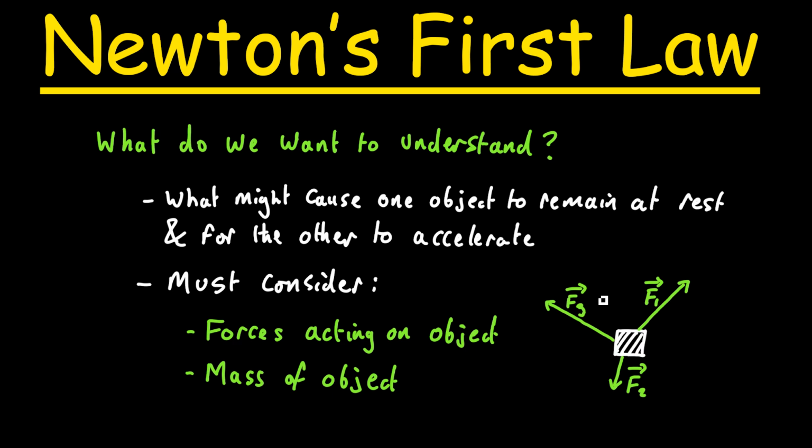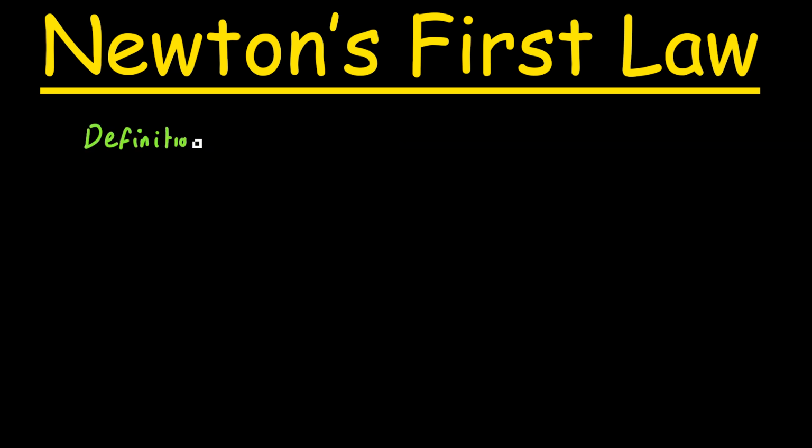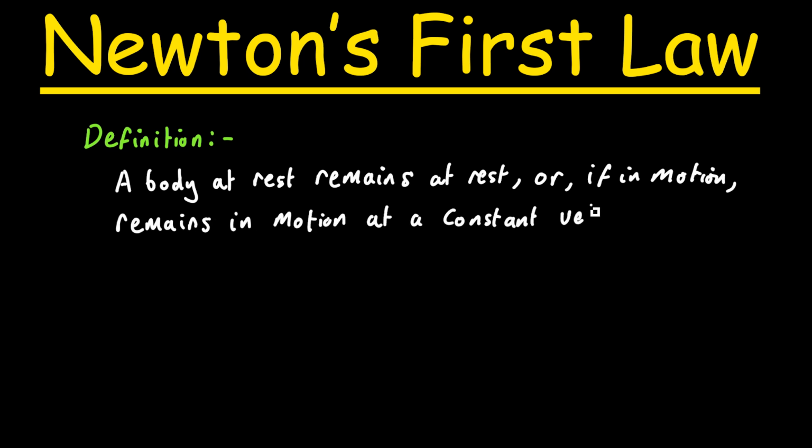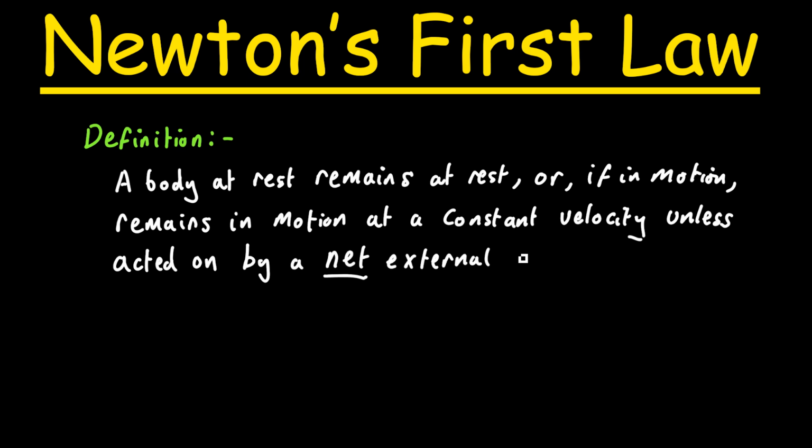So let's start with the definition of Newton's first law, and this is also called the law of inertia. A body at rest remains at rest, or if in motion, remains in motion at constant velocity unless acted on by a net external force. Okay, so what does this mean?